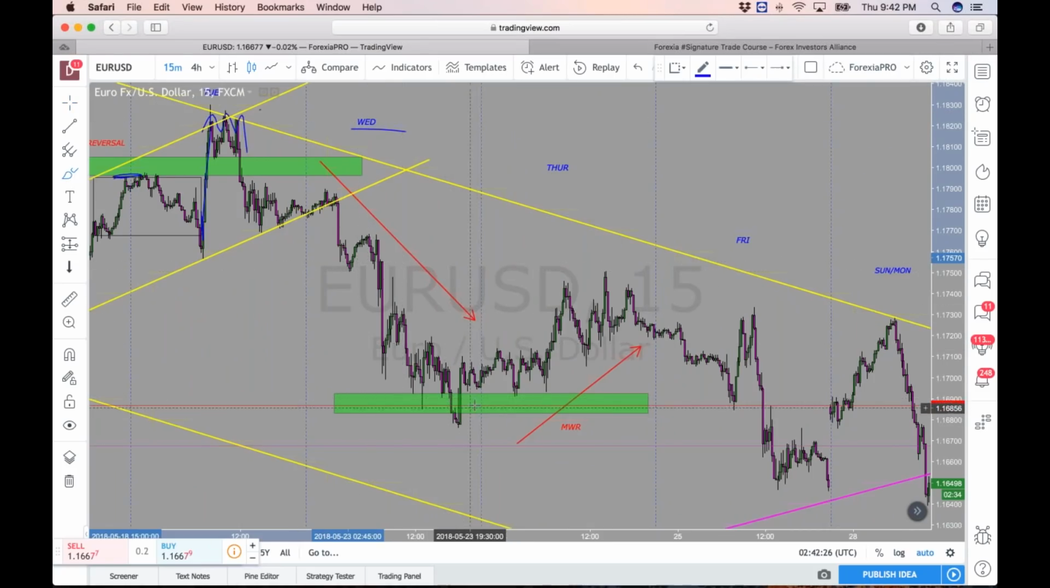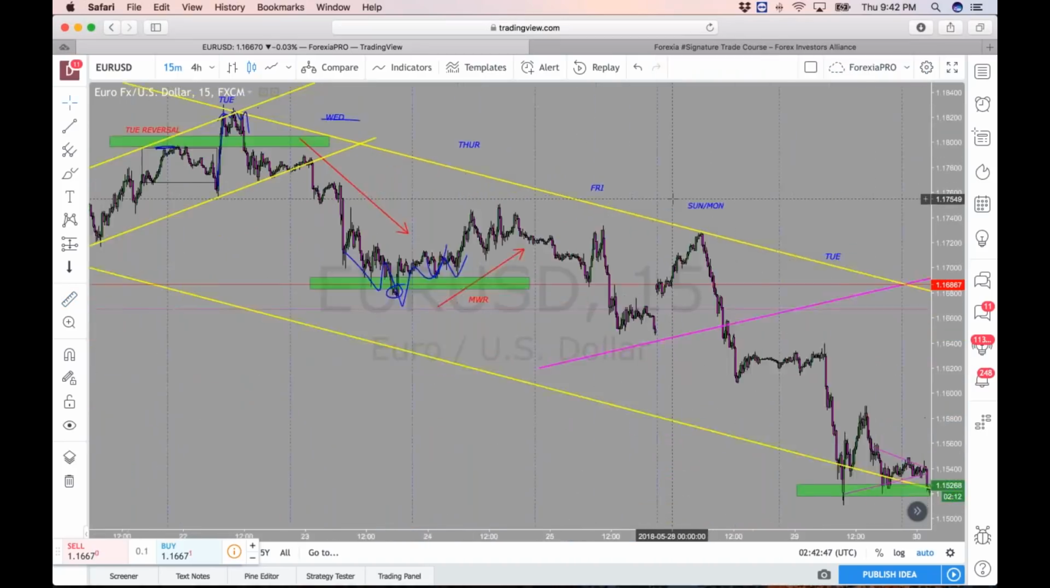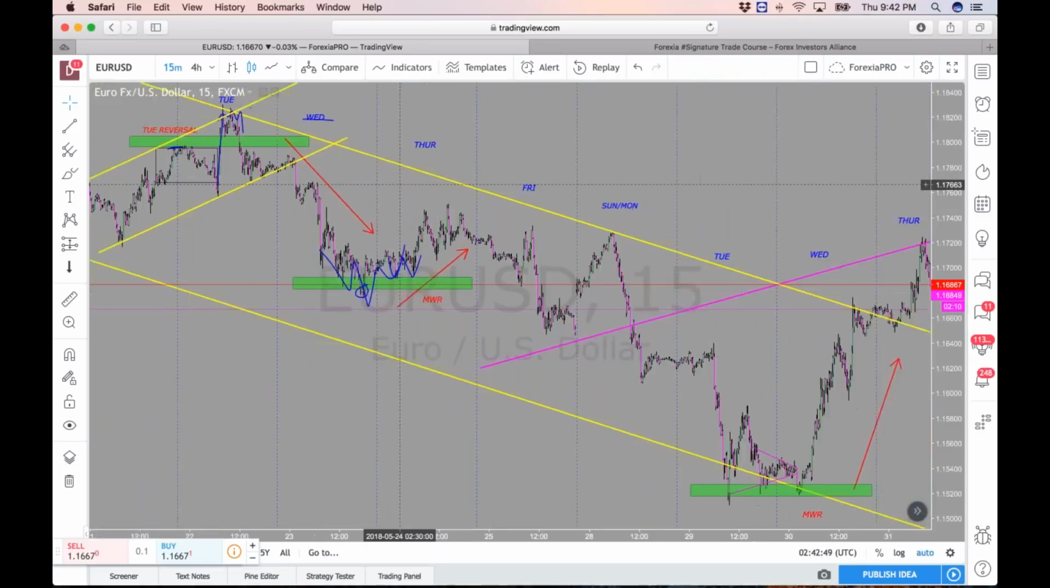Wednesday, they create the low. Thursday, work off that low, spike to that low, reverse. We have an inverse head and shoulders pattern for a 70 pip move, 60 pip move. Midweek reversal come Thursday.